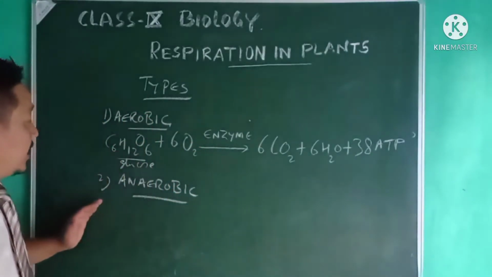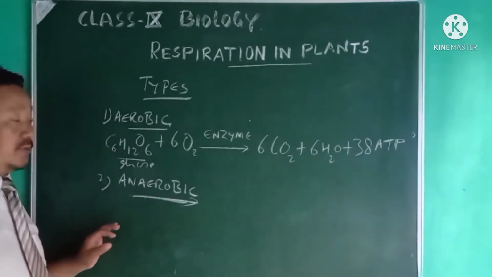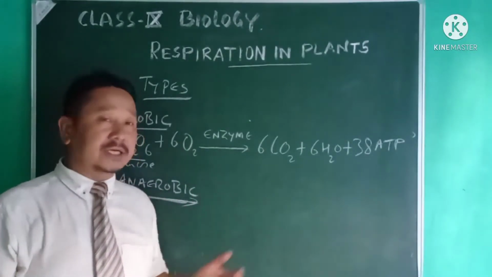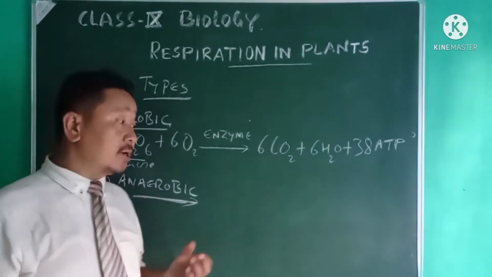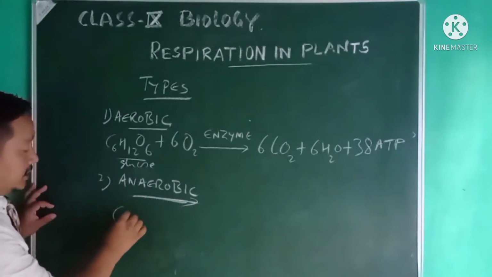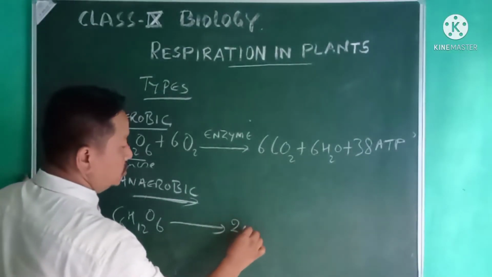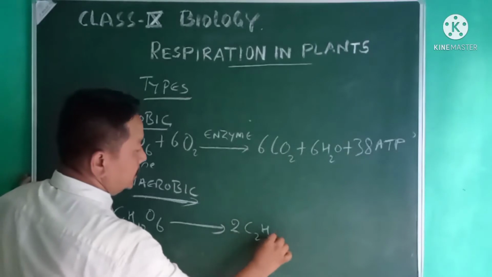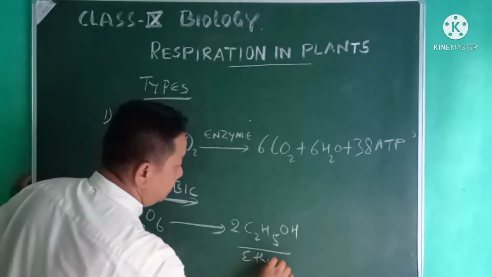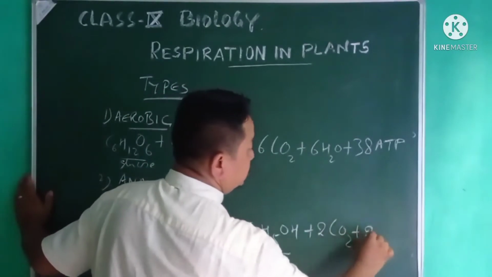Whereas the other type of respiration, that is anaerobic respiration, takes place in absence of free oxygen, where oxygen is not needed. That can also be represented by the chemical equation which I am going to write here. C6H12O6 directly gives C2H5OH, that is ethanol, then 2 molecules of carbon dioxide plus 2 ATP.